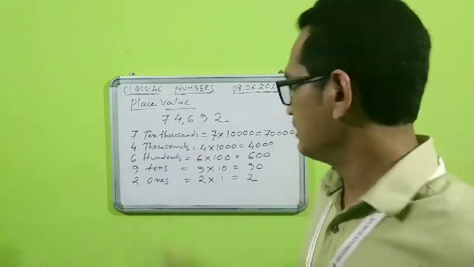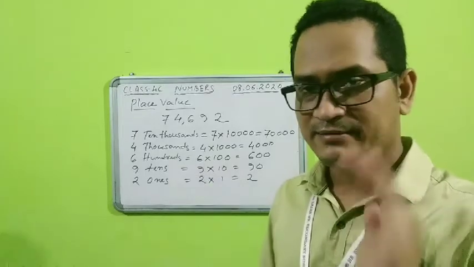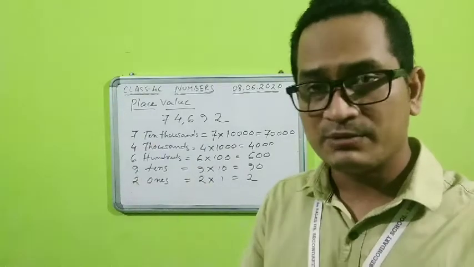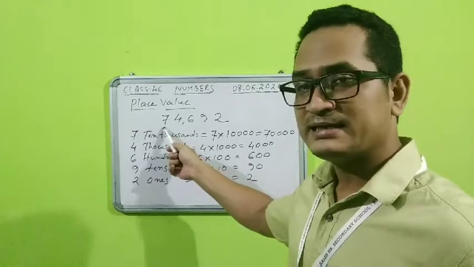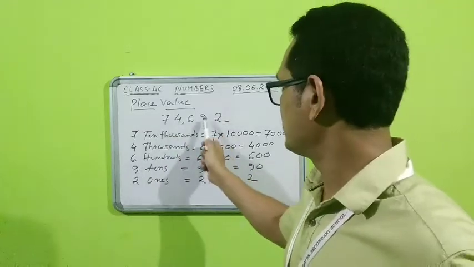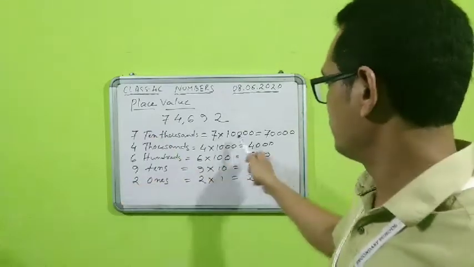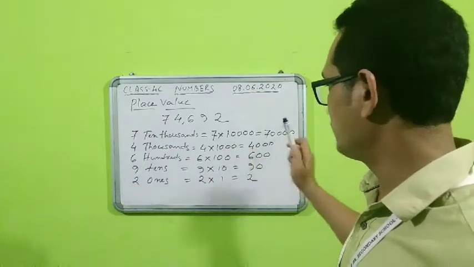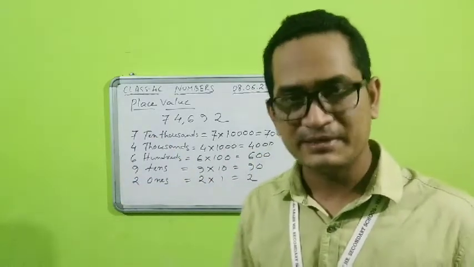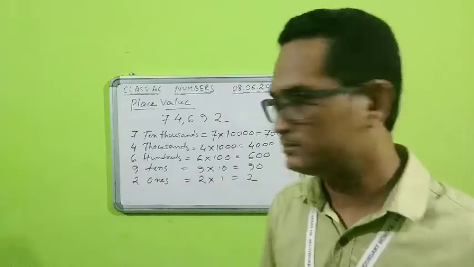Very, very simple. 7, multiply by what? 7 is sitting in which place? 1, 10, 100, 1000, 10,000. So 7 into 10,000. How much did you get? The result is 70,000. That is, the product is 70,000.